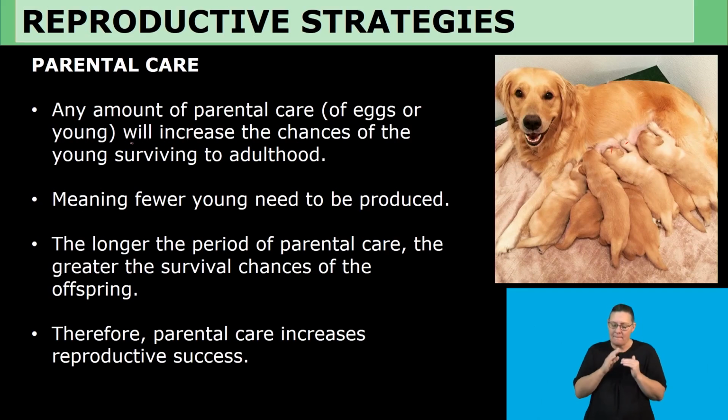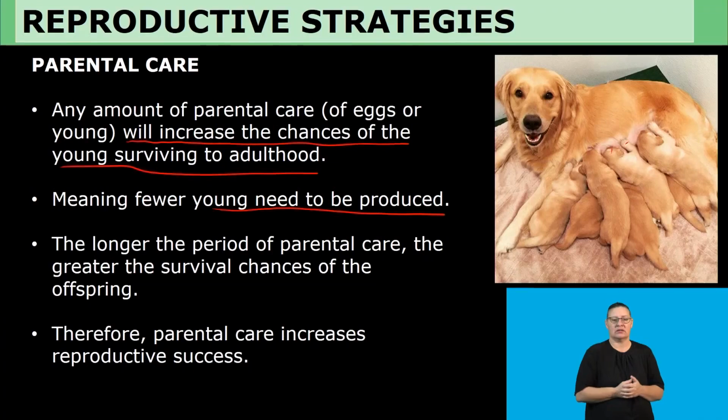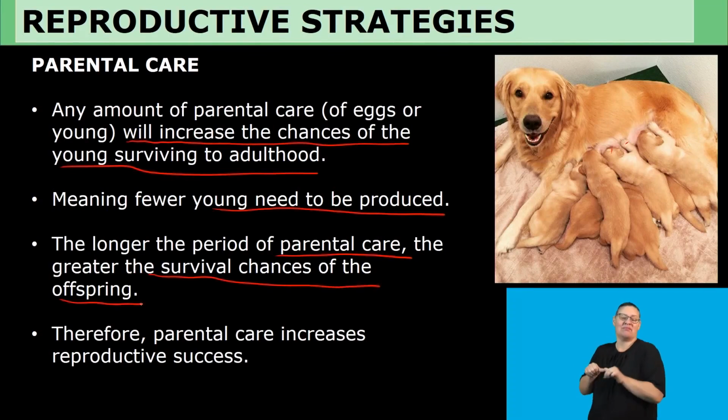When we speak of parental care, the amount of parental care will increase the chances of young surviving to adulthood, meaning fewer young need to be produced. It cannot be thousands. It cannot be hundreds. It must be a controlled number. The longer the period of parental care, the greater the survival chances of offspring.